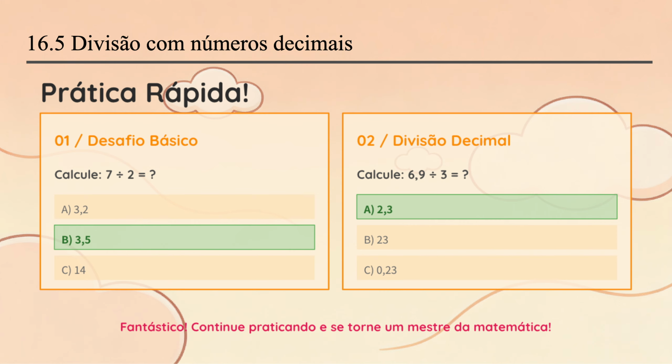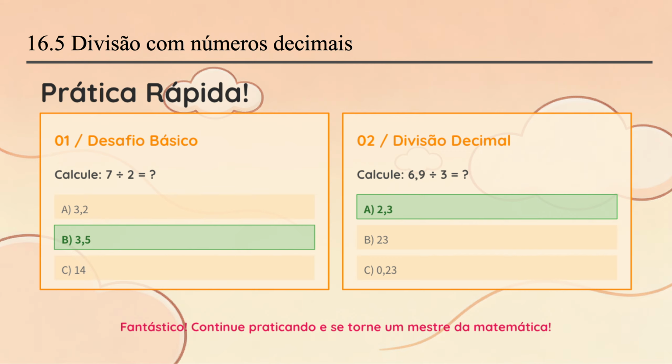And it's practice time. Here's my first question. 7 divided by 2. Think about sharing 7 cents between 2 people. Each gets 3 whole cents and half of the last one. So the answer is 3.5, which is option B.